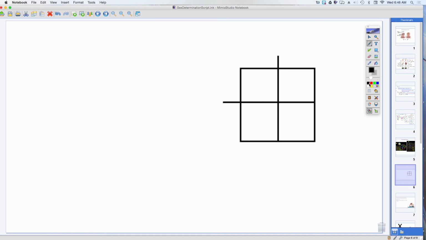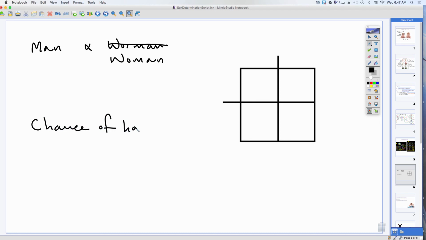So now we can take this to the point of a genetic problem, and that is the case of a man and a woman. They're going to have a baby. Whoops, not a wormin, a woman. That would be really weird to have a wormin. A man and a woman are going to have a baby, and the question is, what is the chance of having a girl?